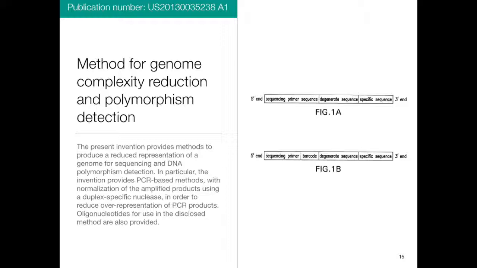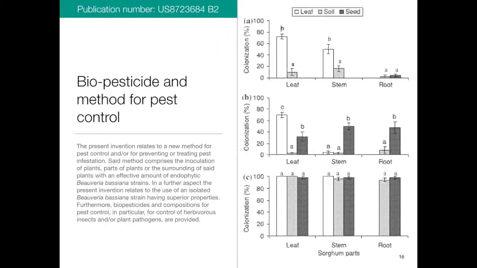Number 14. Method for genome complexity reduction and polymorphism detection. The present invention provides methods to produce or reduce representation of a genome for sequencing and DNA polymorphism detection. In particular, the invention provides PCR-based methods, with normalization of the amplified products using a duplex-specific nuclease, in order to reduce overrepresentation of PCR products. Oligonucleotides for use in the disclosed method are also provided.